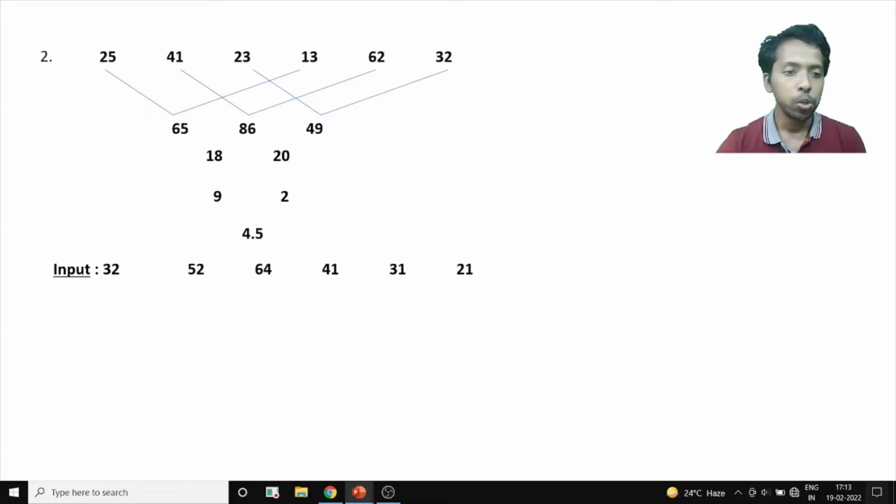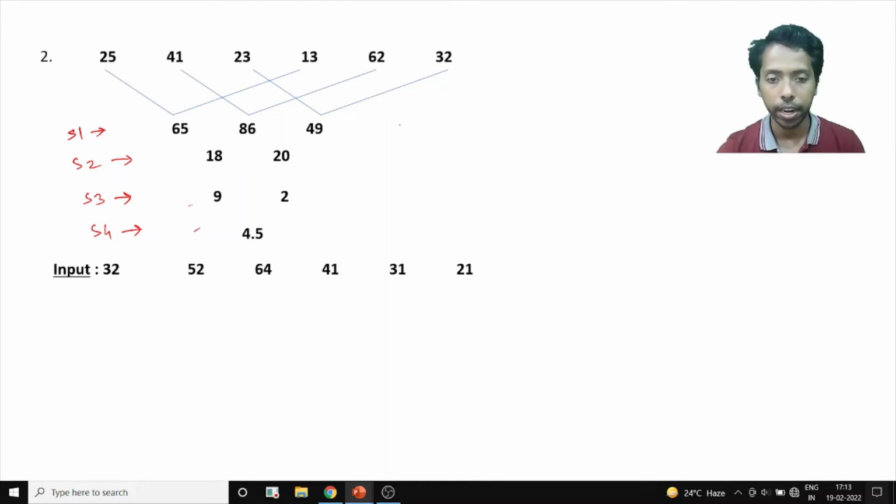Set 2: 25, 41, 23, 13, 62, 32. Again, this is step 1. This is step 2. Yes, I have not written it here, but in the examination it may or may not be written. But you should understand that this is step 1, step 2, step 3, and step 4. Right. Now from 25 and 13, 65 comes. Just write it here, 25, 13, this gives 65. Okay. 41, 62.